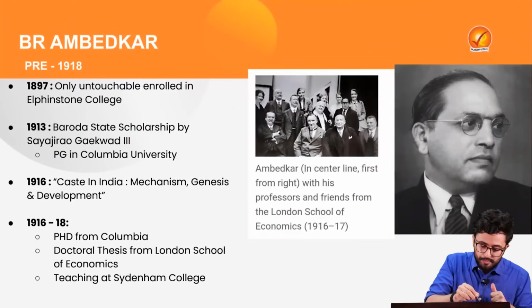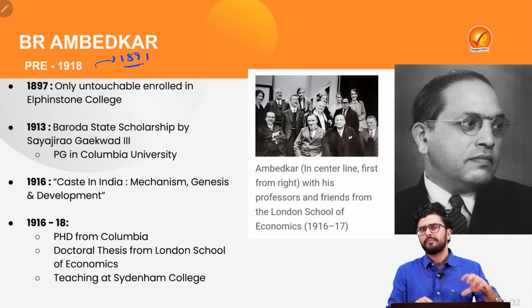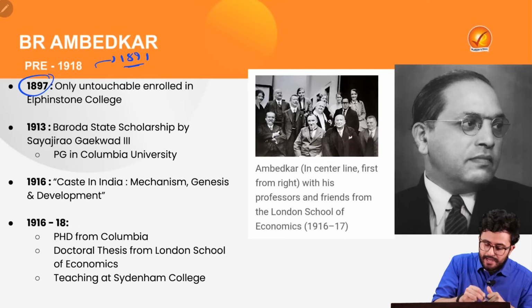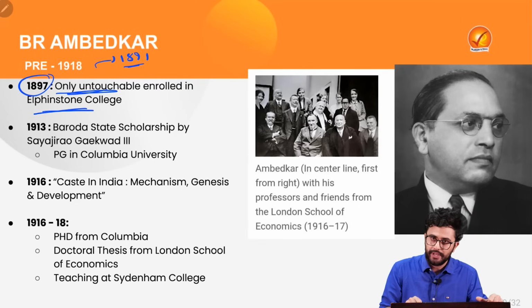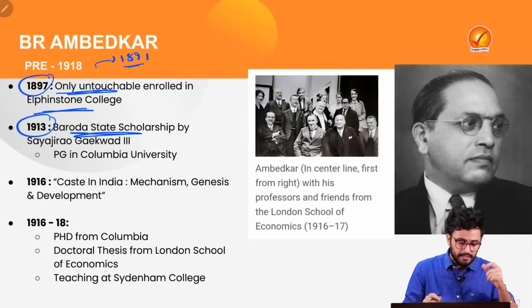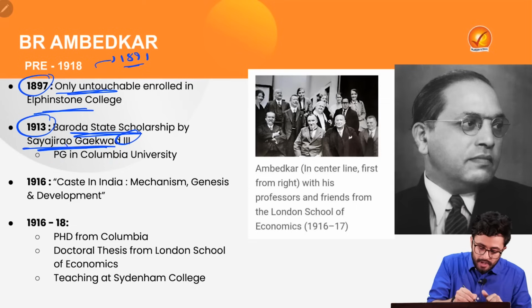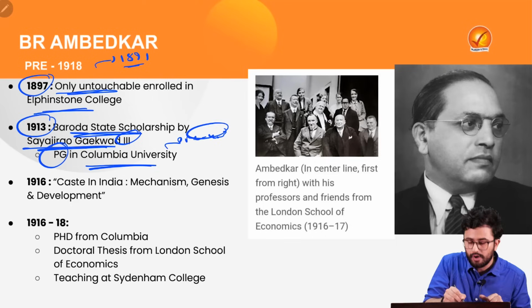B.R. Ambedkar was born in the year 1891. Coming from a Mahar caste considered as untouchable, in the year 1897, Baba Saheb became the only untouchable enrolled in the Elphinstone College in Bombay. Then in 1930, he secured a Baroda State Scholarship from the then Sayaji Rao Gaikwad III to pursue post-graduation at Columbia University in New York.